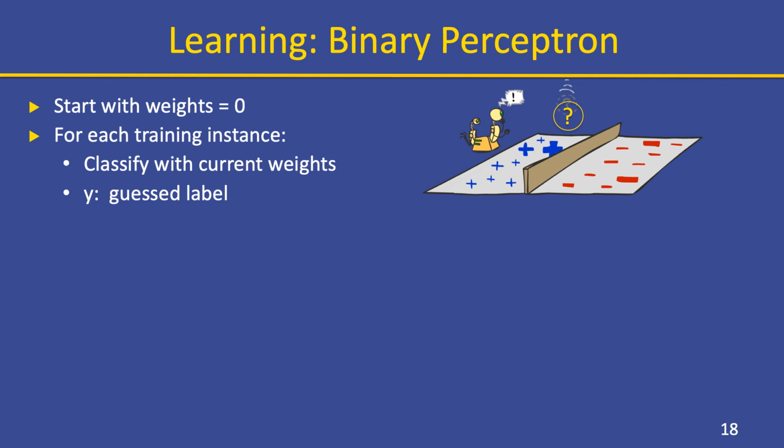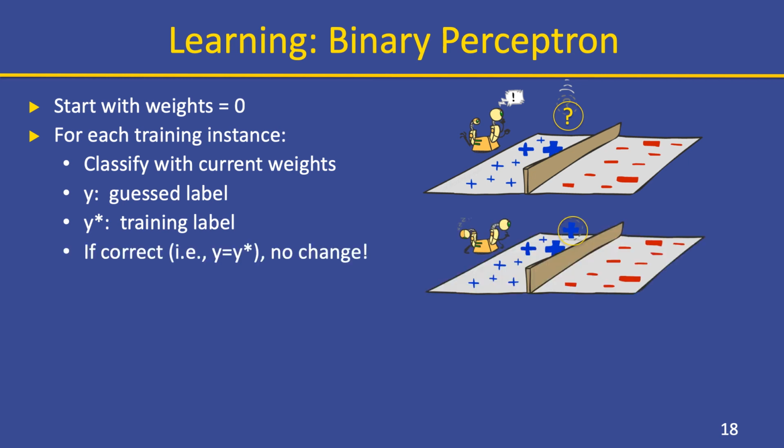Somebody labeled this example and told us the right answer. So let's assume this correct answer is Y star. We compare our guess to the correct label. And if they match, if Y is equal to Y star, that means we predicted correctly. We don't need to change anything. We do a happy dance and we move on to the next training example.